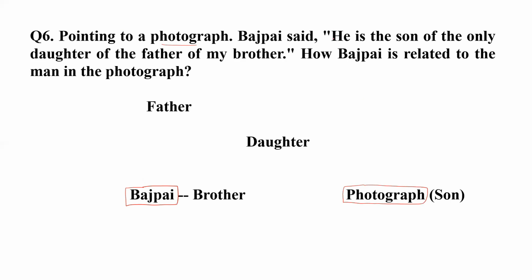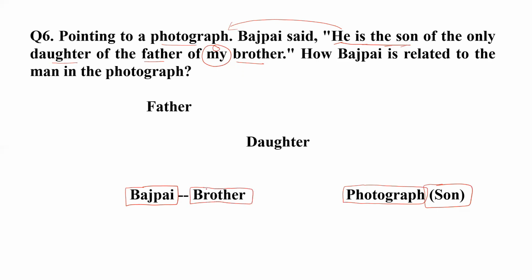Once we have written all these things, we have to read the statement equation. Bajpai is saying that he is the son. He is pointing towards the photograph, so this photograph is the son of someone we are going to see right now. He is the son of the only daughter of the father of my brother. So he is talking about his brother. Brother has a similar status of relationship, so we have written the name of the brother adjacent to the name of Bajpai.